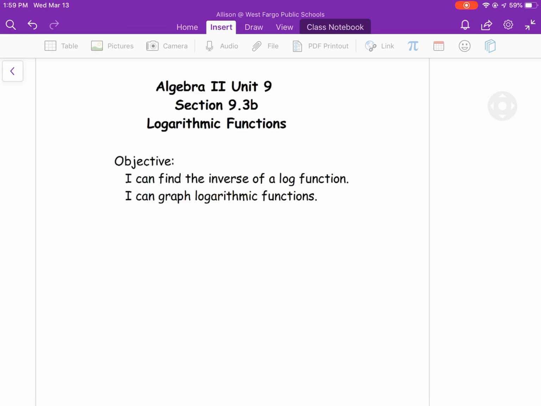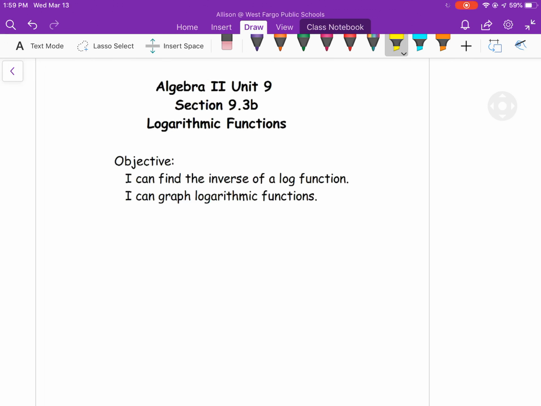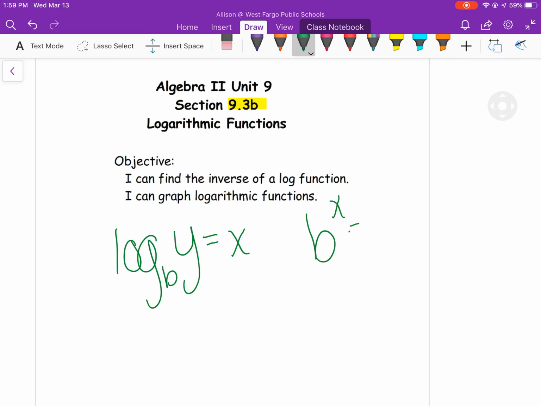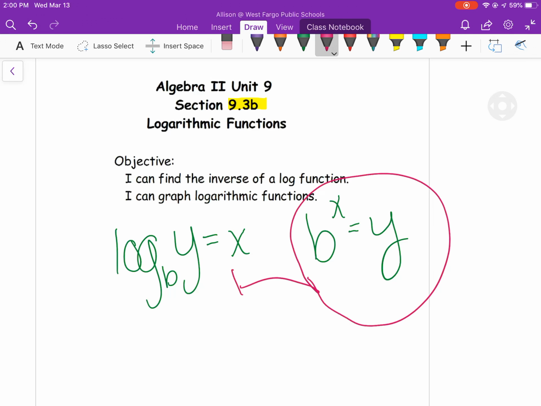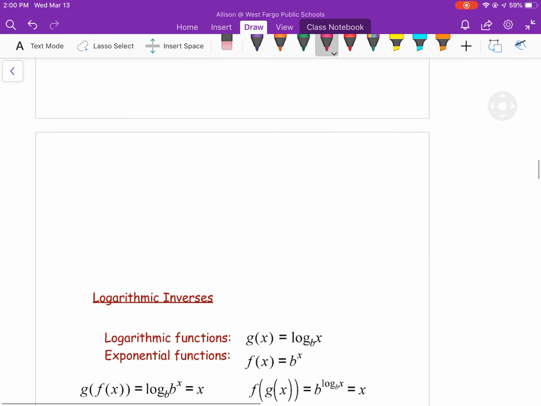In this video, we're going to look at finding the inverse of a log function and graphing logarithmic functions. So we're going to continue the whole inverse of exponential using the idea that, remember, log base b of y equals x, then b to the x equals y. So they're inverses of each other, and they can be rewritten in either way. So if you can write it as an exponential function, you can write it as a log as well, or vice versa.